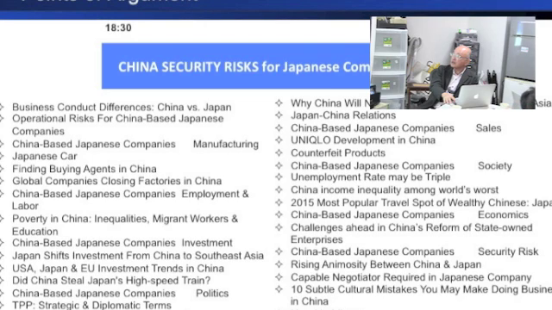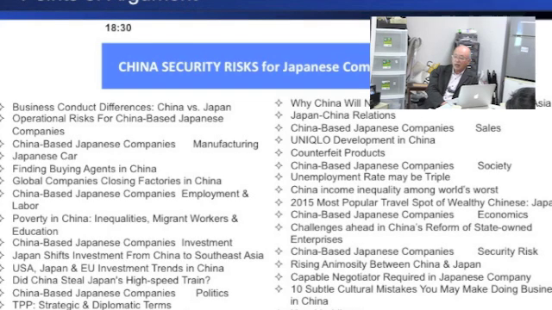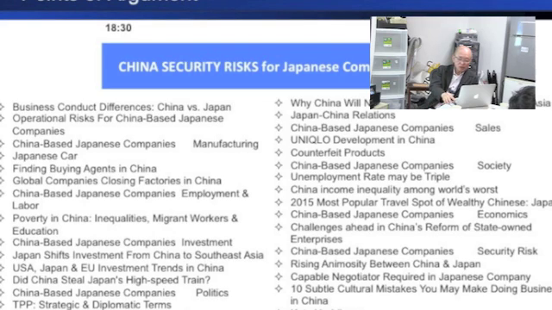Today is China security risks for Japanese companies. Last week we did China security risks only, so we had some slides remaining, and this time I added another 30 slides only for Japanese companies. I spent several days preparing this material. It's very interesting, Japanese involvement in China.